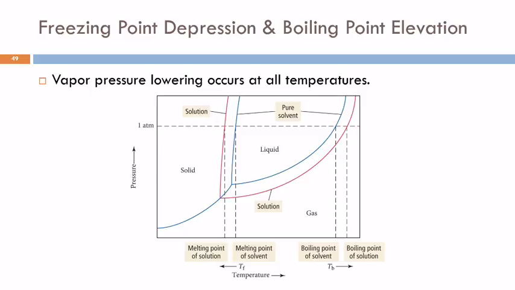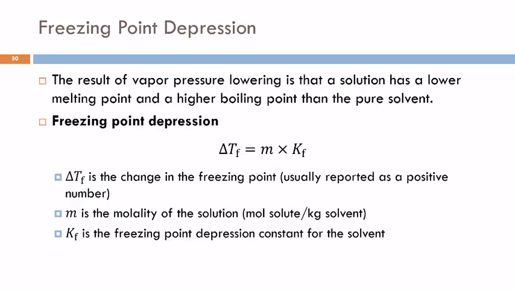I used to have trouble remembering which way they moved. I knew they moved, but I couldn't remember which way. They move away from each other. So it expands the temperature range over which it will remain a liquid. It lowers the freezing point, raises the boiling point. Here we go. Freezing point depression. It's really the vapor pressure lowering that causes this to happen.